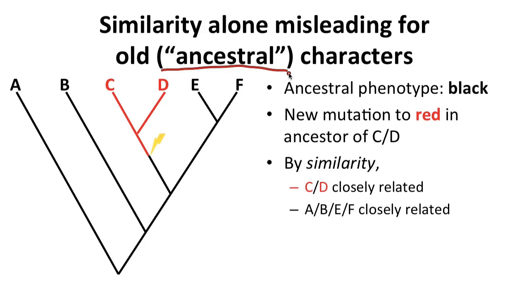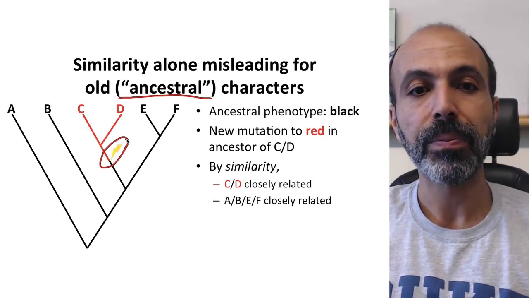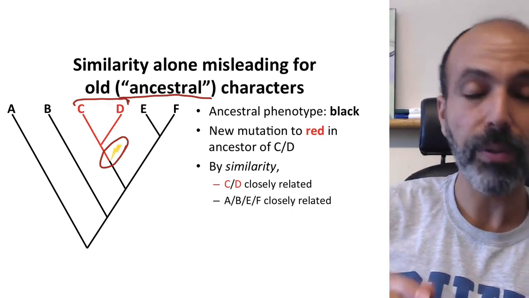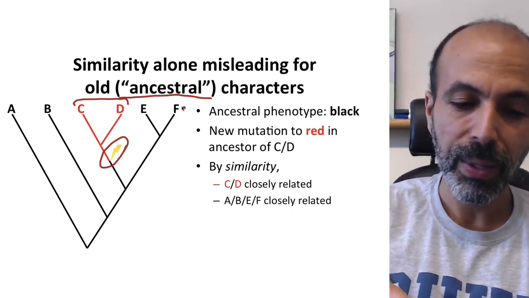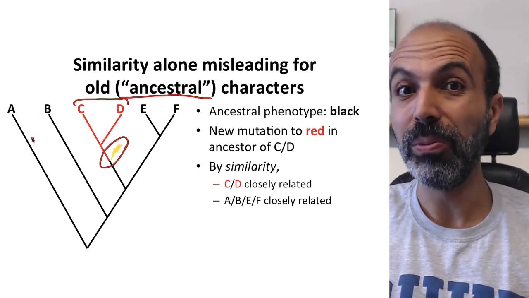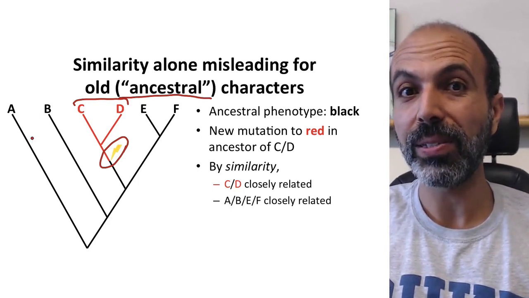Now let's imagine your trait is body color, and let's say the two body colors that we have here are black and red. And let's say the ancestor was black, and let's say the color of the branch that I put on here is the phenotype or the appearance that was present at the time. And we have a new mutation to red that arose right here in the lineage leading to C and D. Okay? If you were to go by similarity alone, C and D are very closely related to each other because they're both red. And then A, B, E, and F are all closely related. Well, is that true? Look at the tree for a second. Is that true?